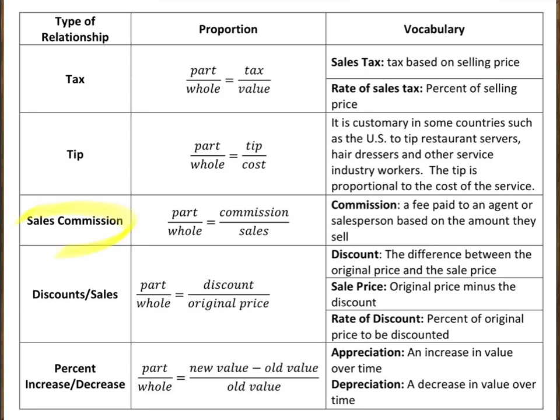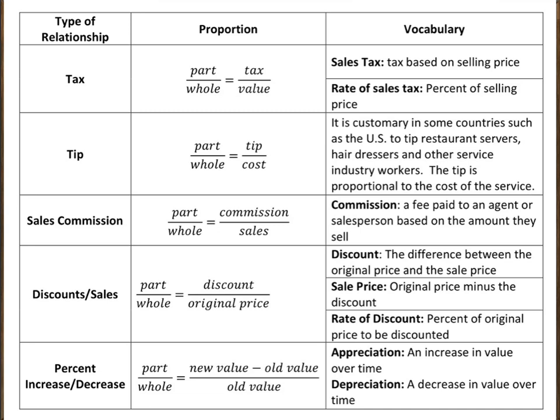Then there's also sales commission. Some jobs, sales jobs, have the amount that you earn proportional to the amount that you sell. So if you went a whole month and, let's say you're a real estate agent, and you don't sell anything, then you're not going to make any commission. So the commission is the fee that's being paid to an agent or salesperson, based on the amount that you sell. The idea is that the more you sell, the more you make.